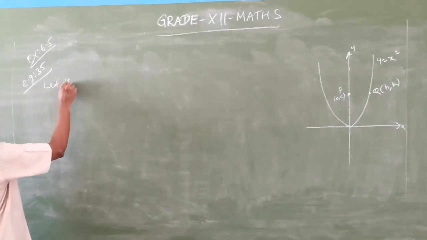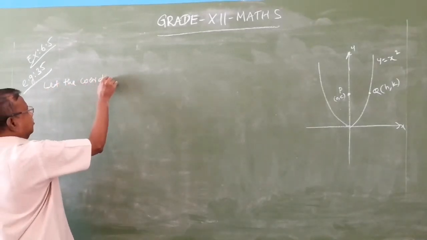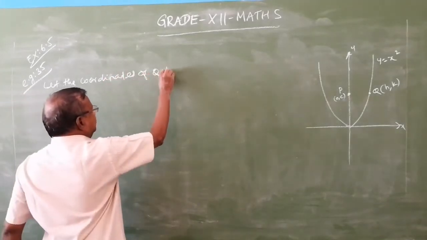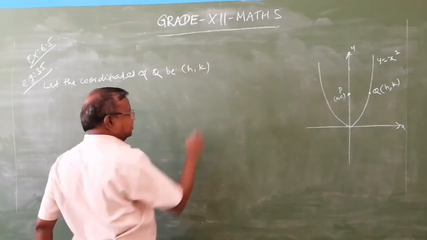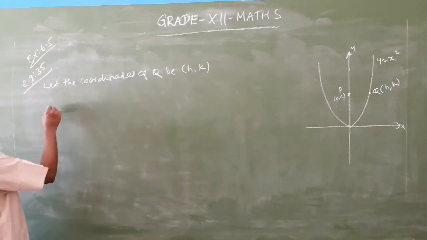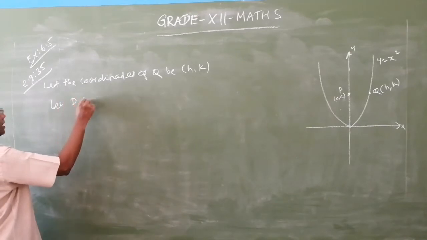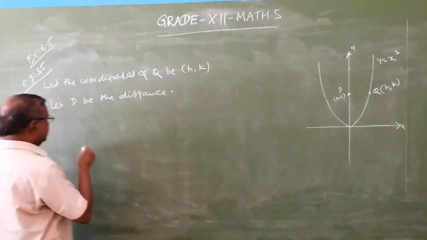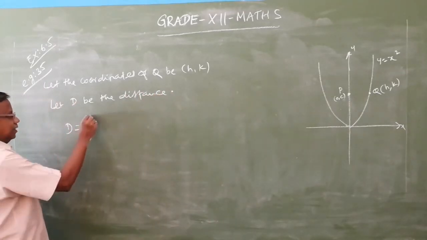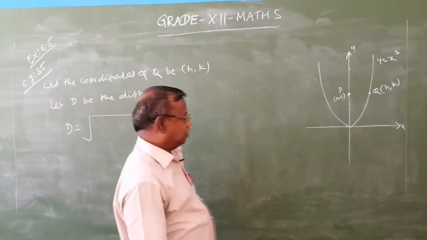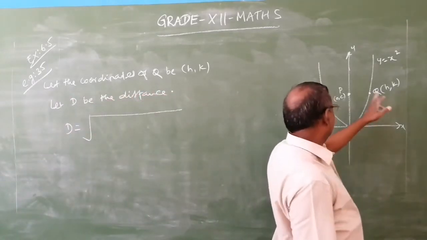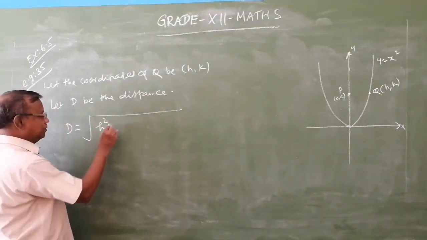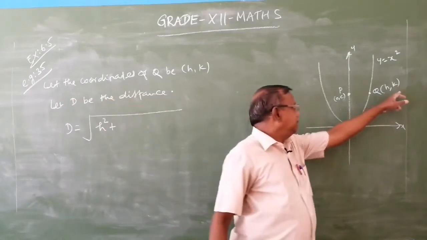Let the coordinates of Q be (h, k). Now let d be the distance. The distance is given by the root of (x2 minus x1) the whole square plus (y2 minus y1) the whole square. Accordingly, (h minus 0) the whole square, it is h square, plus (k minus c) the whole square.